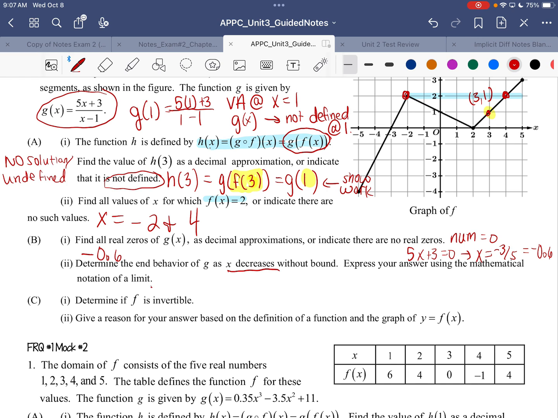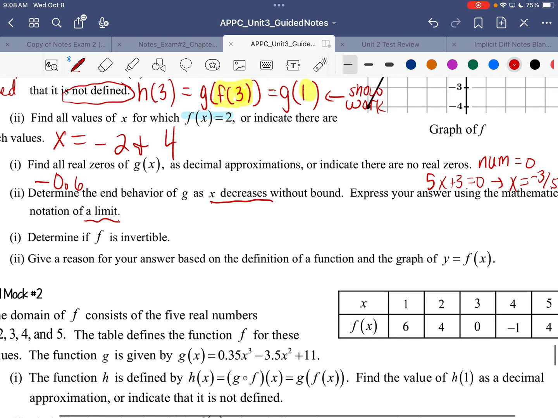All right, so B2, determine the end behavior of G as X decreases. Write your answer in limit notation. So let's write our answer in limit notation first. FRQ 1 was one of the ones I graded last year. I graded 1, 2, and 3. And then the year before that, I graded 4. So for X decreasing without bound, you only have to write the correct limit statement. Is it going to infinity or negative infinity? So which one is this one going to? Negative infinity. And then you have to have the correct function. You can't just say f of x because it's asking for the end behavior of g. So make sure you put g of x in there.